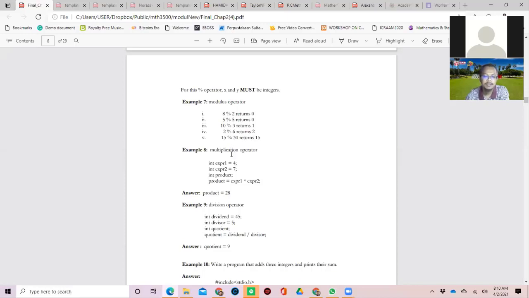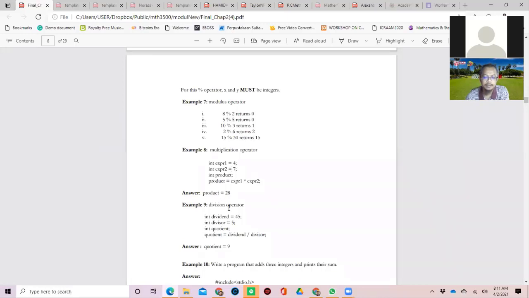This one is very simple. For example, in C we have the declaration of variables x, expr1, expr2, and product. And then the last one is a statement in C. We want to calculate product equal to expr1 times expr2. So the product is 28, based on the initial values given.